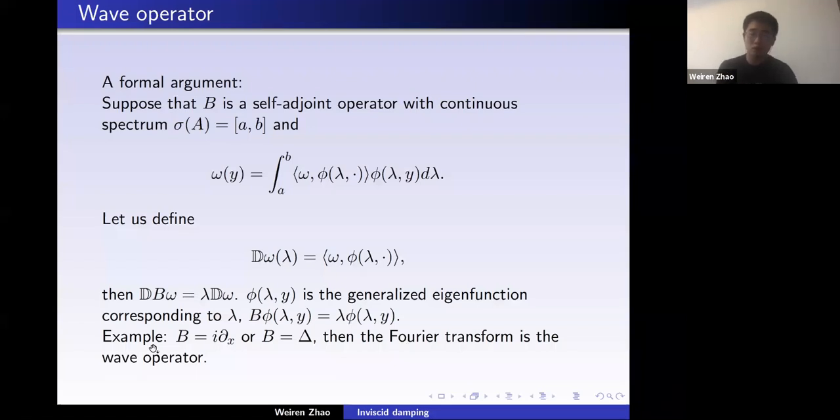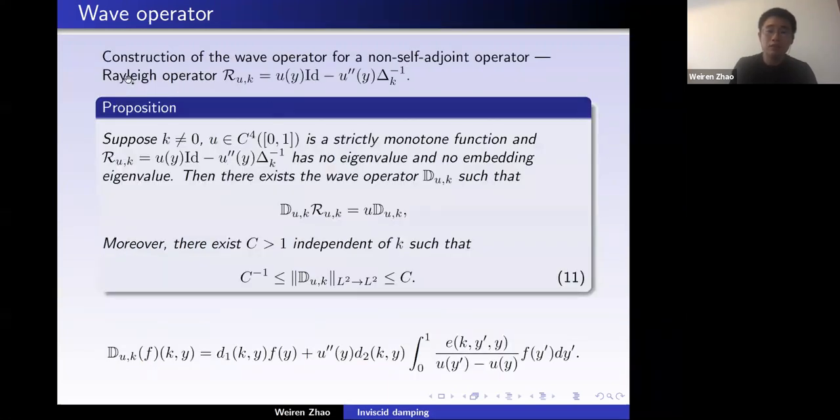So what should we do? We can do the same thing if we obtain the same representation formula for this omega. In this spirit, we first construct the wave operator corresponding to this Rayleigh operator, which satisfies that the wave operator acting on the Rayleigh operator comes out as a local operator, which is U multiplied by D of UK. Moreover, we have the representation formula for this wave operator.